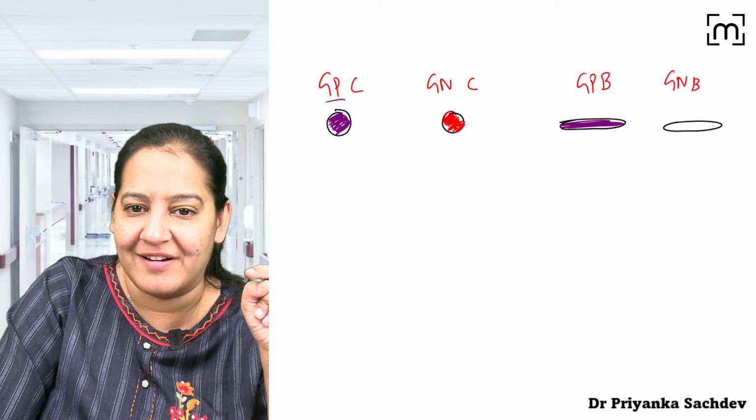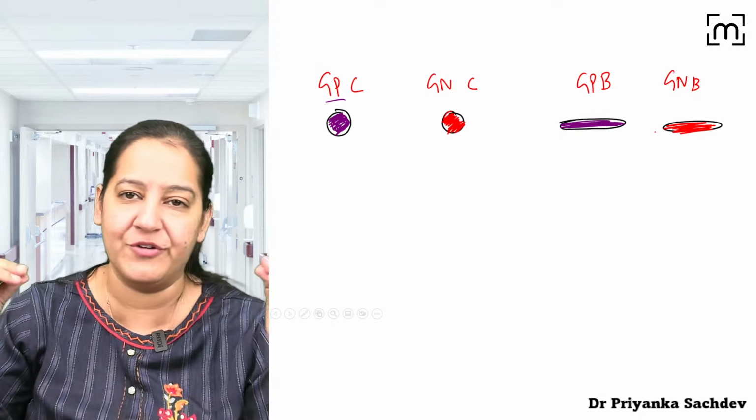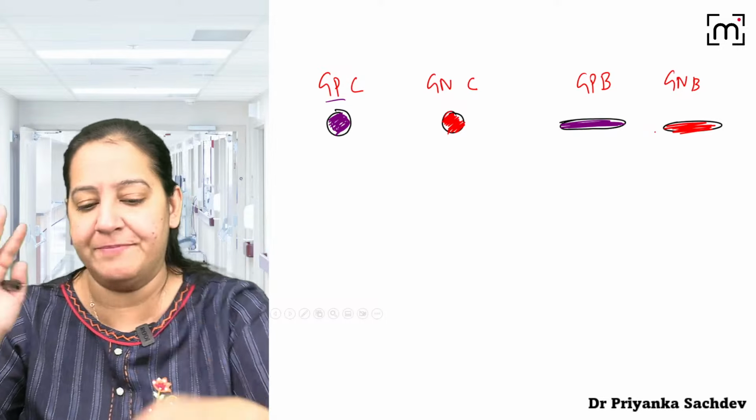So gram negative are red color. So let me fill this with red color. Now see how beautifully I have concised the concept in front of you.